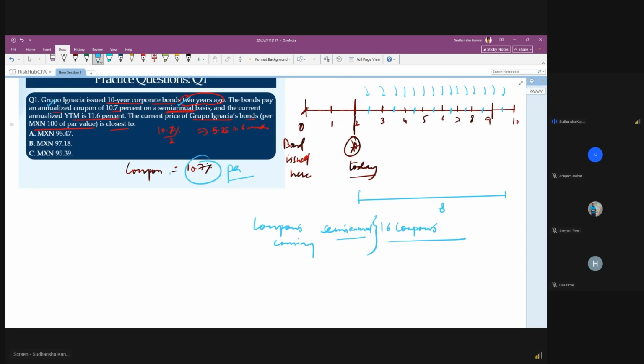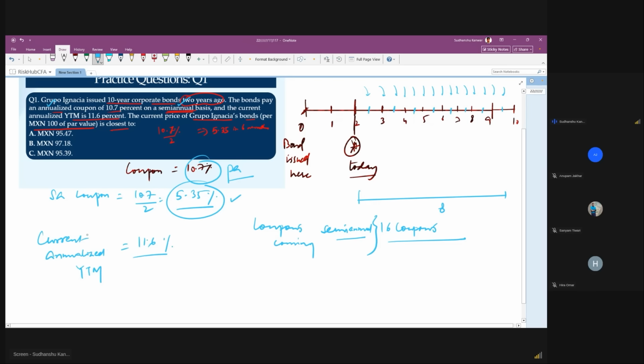So I'll say, okay, full year coupon is 10.7. Semi-annual coupon is 10.7 divided by 2, which is 5.35%. Fine. That is my calculation till now. And the current annualized YTM is 11.6%. See, current annualized YTM is 11.6%.